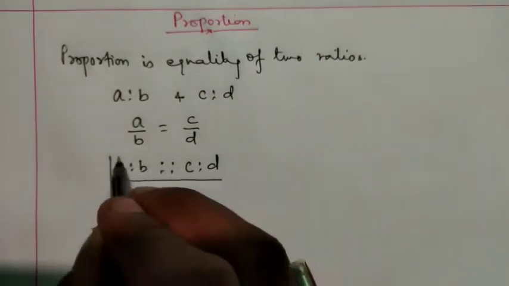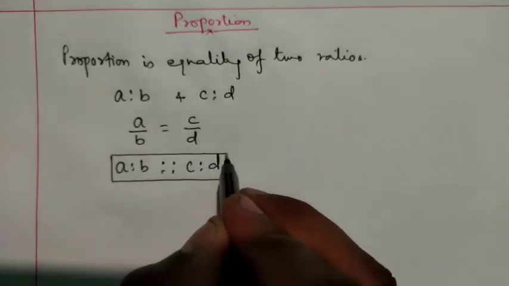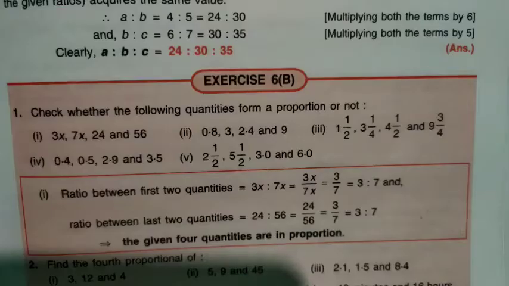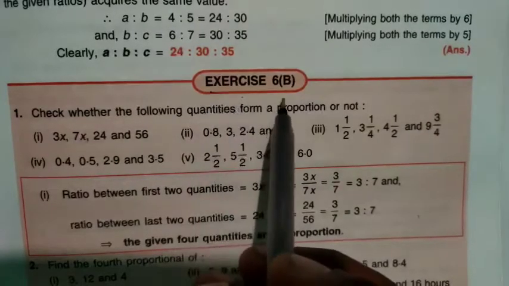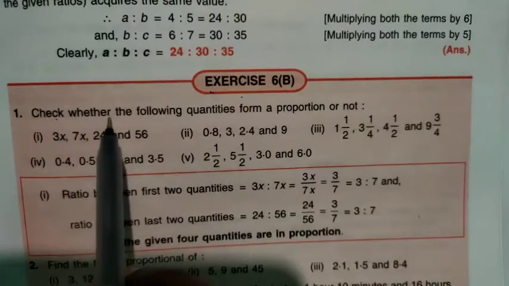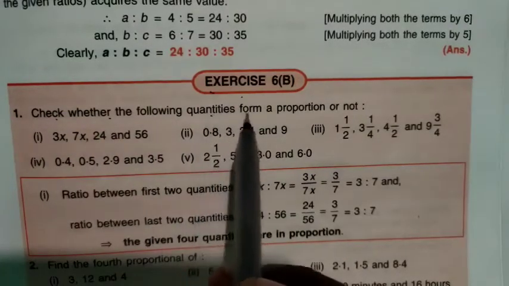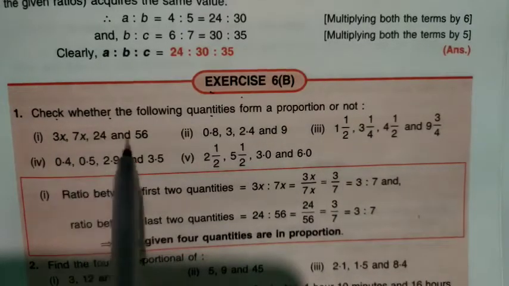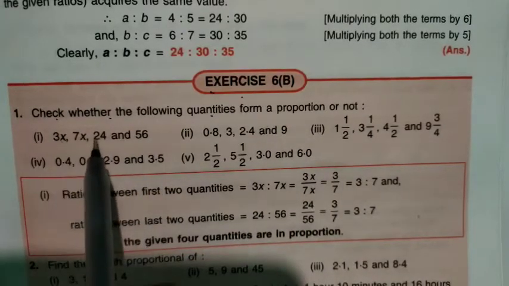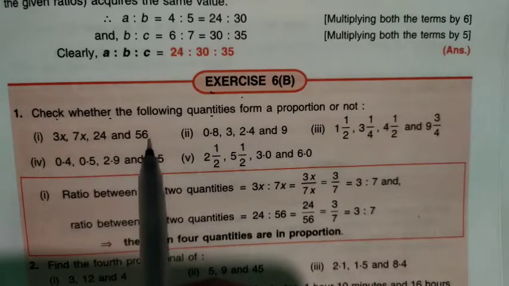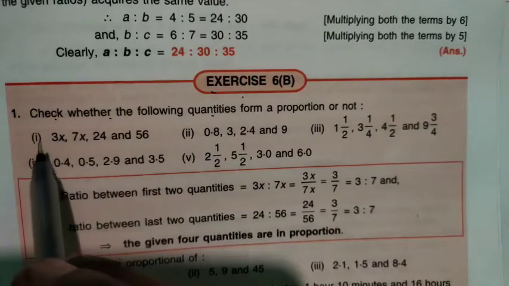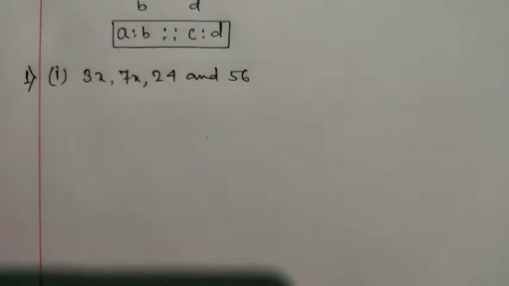Now according to this concept we will start solving our next exercise, that is exercise 6b. In exercise 6b, first question is saying check whether the following quantities form a proportion or not. Here 4 quantities are given, 1, 2, 3, 4. We have to check whether these 4 quantities are forming a proportion or not. Let us see one or two questions. First we will solve question number 1.